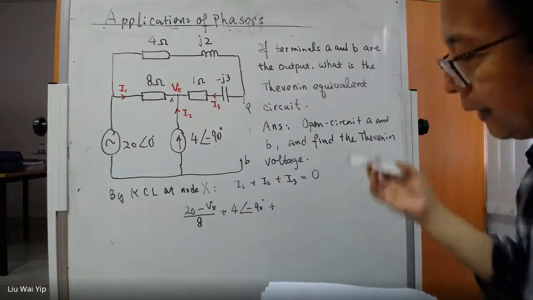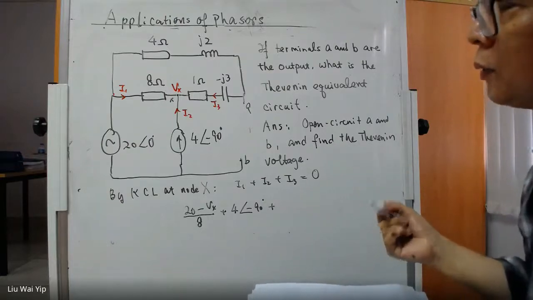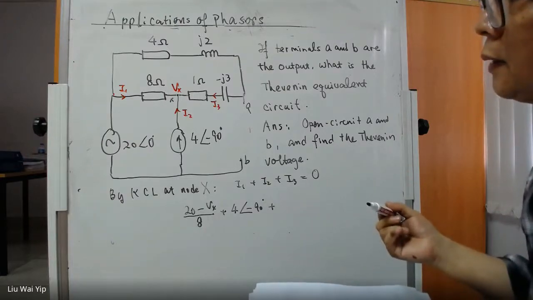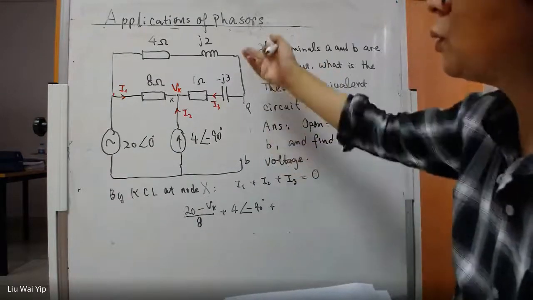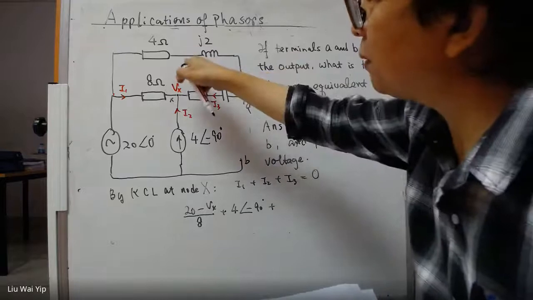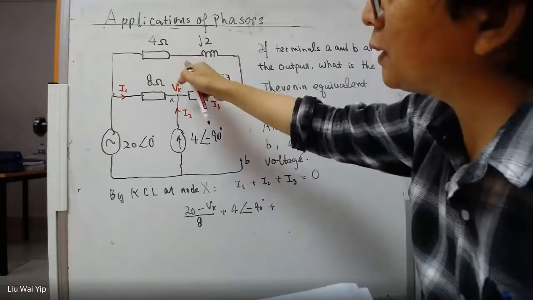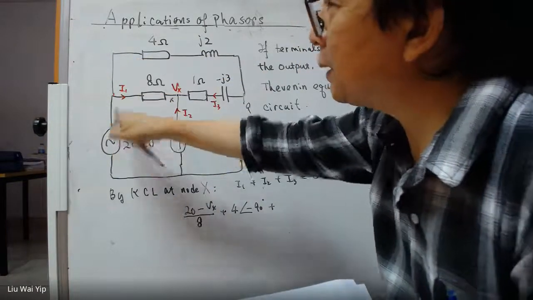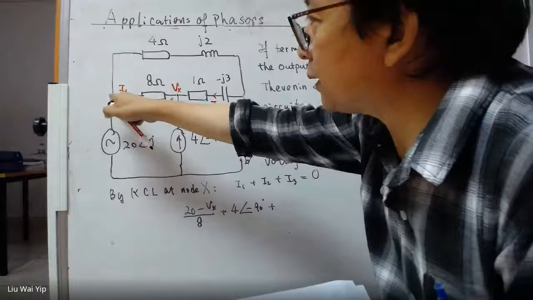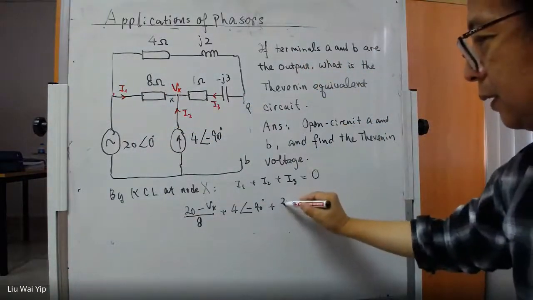If you do that, then the equation ends up with two variables, two unknowns. So how about this one? No way, we don't know the voltage here. How about this one? No, we can't do it either. We don't know the voltage here. How about here? Oh, yes. We know the voltage at this point. The voltage here is 20.